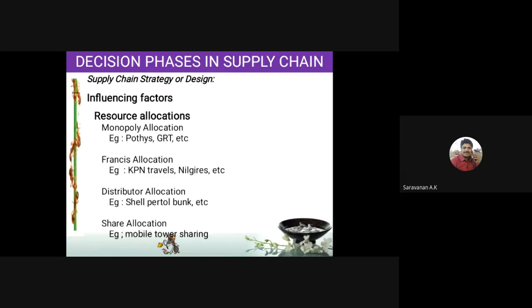Nilgiris is not a single supermarket. They are giving franchise everywhere. So this is franchise allocation. Next is the distributor allocation. Shell petrol pump, it is called distributor allocation.